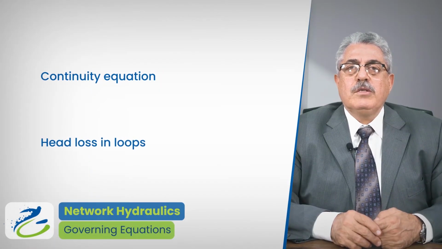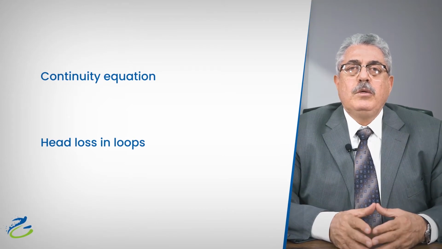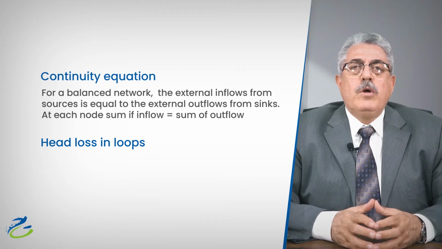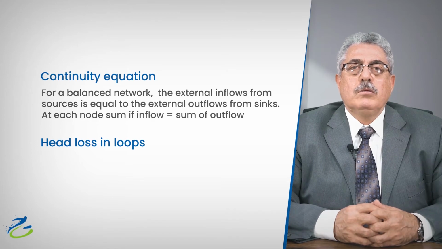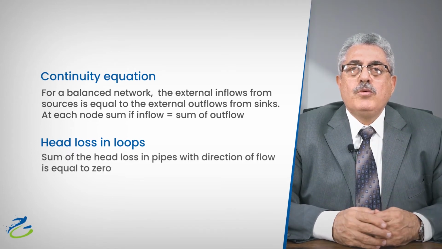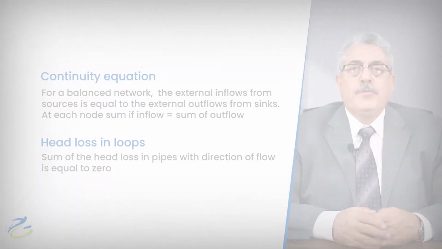Most of the hydraulics of networks are governed by two main equations. One is a continuity equation, and the second is the head loss in closed loops. We define continuity equation applied at each node, where the sum of inflow to the node is equal to the sum of outflow. In terms of energy equations applied to closed loops, the sum of the head loss in pipes with direction of flow is equal to 0.